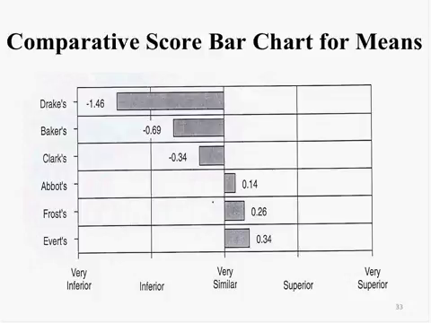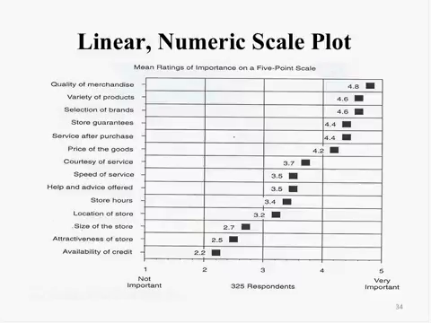You can see that Drake's is minus 1.46 from the 0 line. Baker's is a little bit better at minus 0.69. Clark's minus 0.34. And then suddenly we go positive, and the most positive one, deviating from the 0 point, is Everett's at 0.34. That's a great way to show comparison in terms of how well or how poorly something is doing. Over on slide 34, we have a linear numeric scale plot.